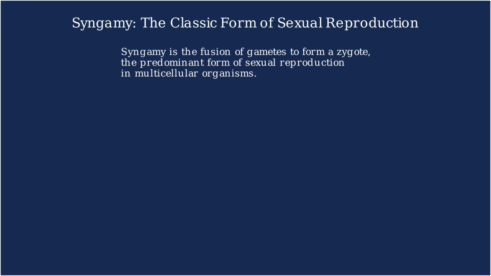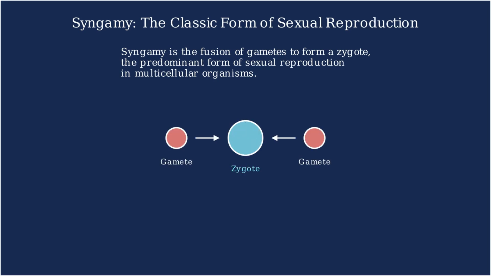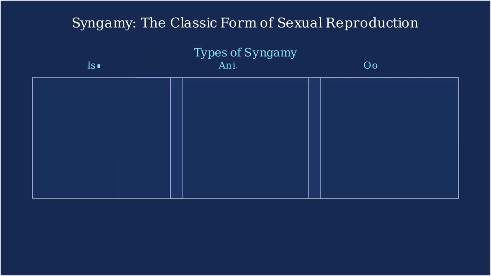Syngamy is the classic form of sexual reproduction. It involves the fusion of specialized reproductive cells called gametes to form a zygote. This process is the predominant form of sexual reproduction in multicellular organisms. There are three main types of syngamy, classified based on the size and mobility of the fusing gametes.